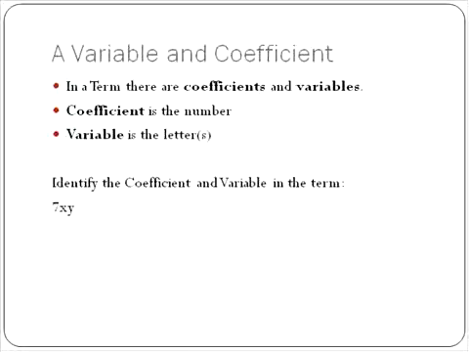In a term, for example, the term 7xy. Inside of each term, there are coefficients and variables. Some terms may not have variables inside them if it's just a number, but in this case, we have a coefficient and a variable. The coefficient refers to the number in the front here. The variable refers to the letter or letters that follow the coefficient. So in this case, the coefficient is equal to 7. The variable is equal to xy.